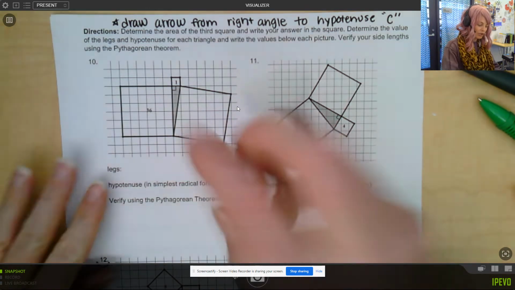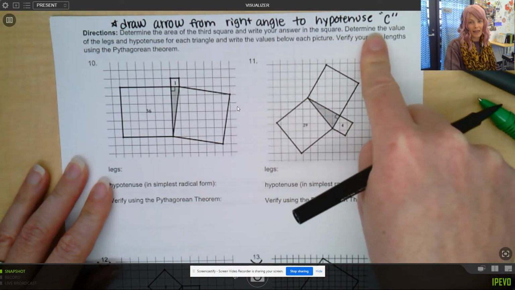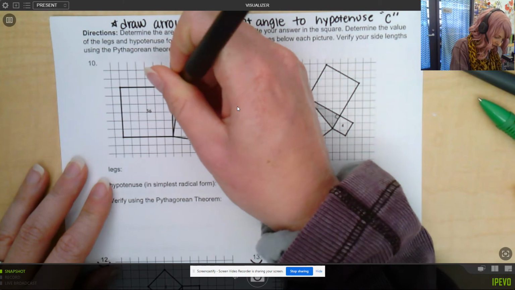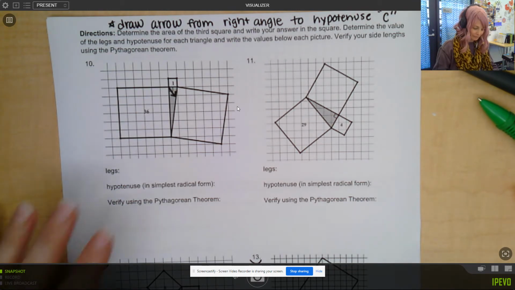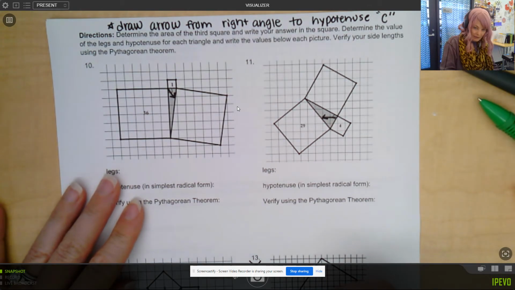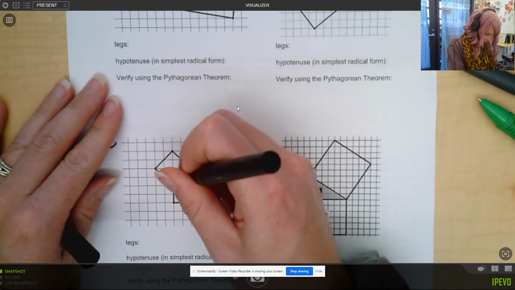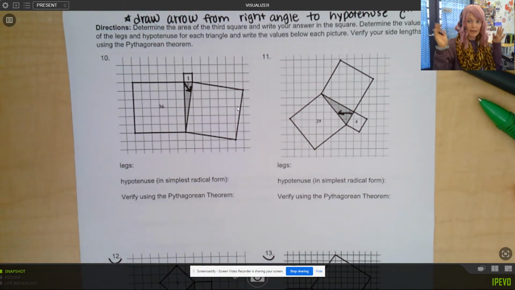Again, something I find super helpful, you might want to write yourself a note, is drawing an arrow from the right angle to the hypotenuse c, and that's just going to help us remember or see which is our c squared for a squared plus b squared equals c squared. So that's going to be helpful for us. We can do that to all these problems because visually sometimes you can't really tell which one's the biggest.